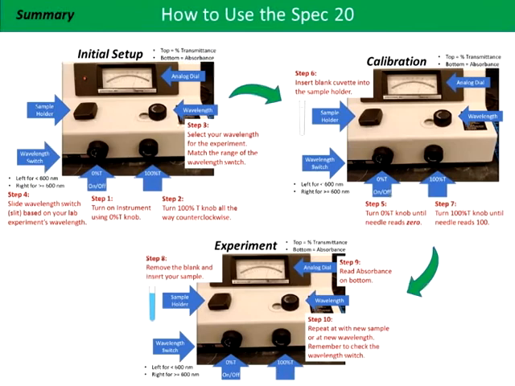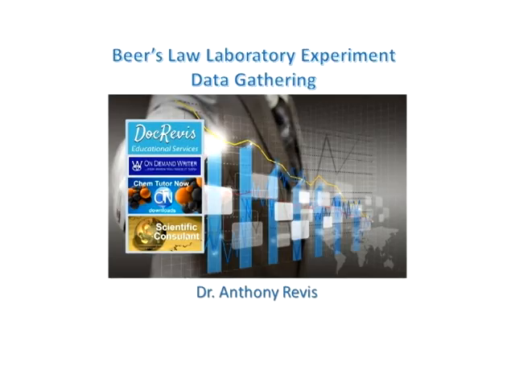Once that is done, move on to the experimental phase, where step 8 is to remove the blank and replace it with your sample. Then you would read the absorbance and record that, and then you would repeat this process for each sample. So there you have it, how to carry out a Beer's law experiment in general chemistry using a Spec-20.